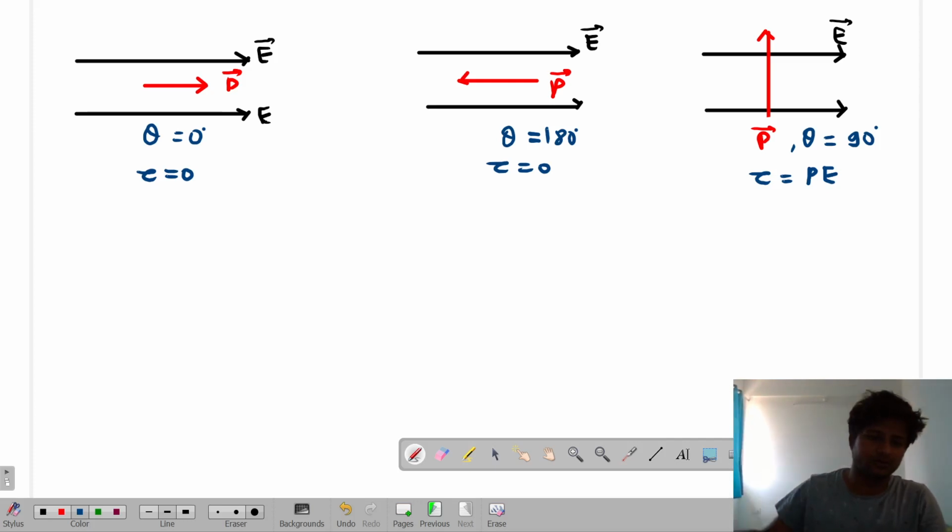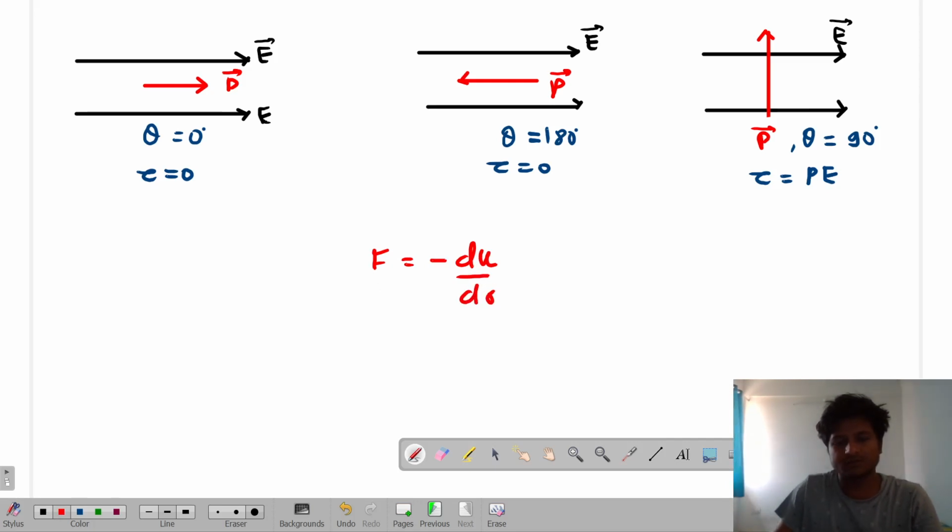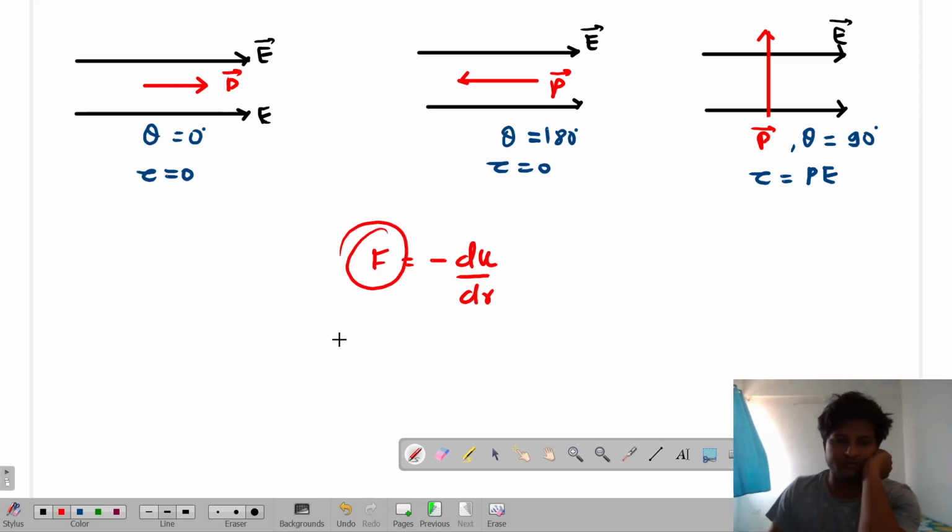Acha, look over here. We studied in work, energy, power that F is equal to minus dU by dr, or not? So the body is in equilibrium when the force is 0. So are all of these bodies in equilibrium or not? Not this one. This one is in equilibrium.